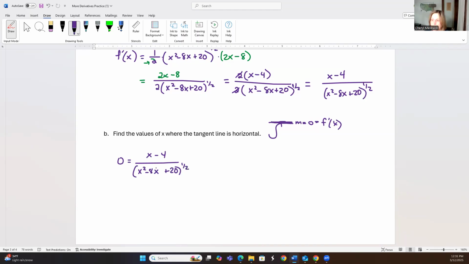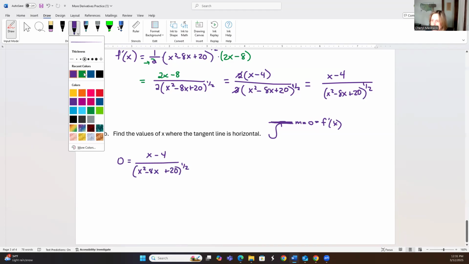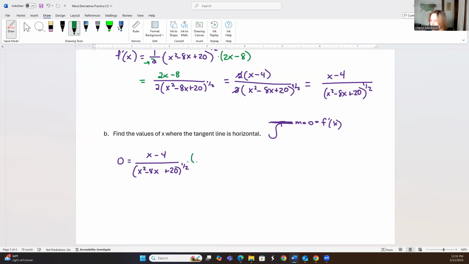The way we solve fractions is we multiply both sides by the denominator. My denominator here is (x squared minus 8x plus 20) to the 1/2. So I'll multiply this side by that too. Now 0 times anything is still 0. And this will cancel with the denominator here. So we have 0 equals x minus 4. Solving this, we'll move the 4 over and we find that x equals 4 is where we have a horizontal tangent.